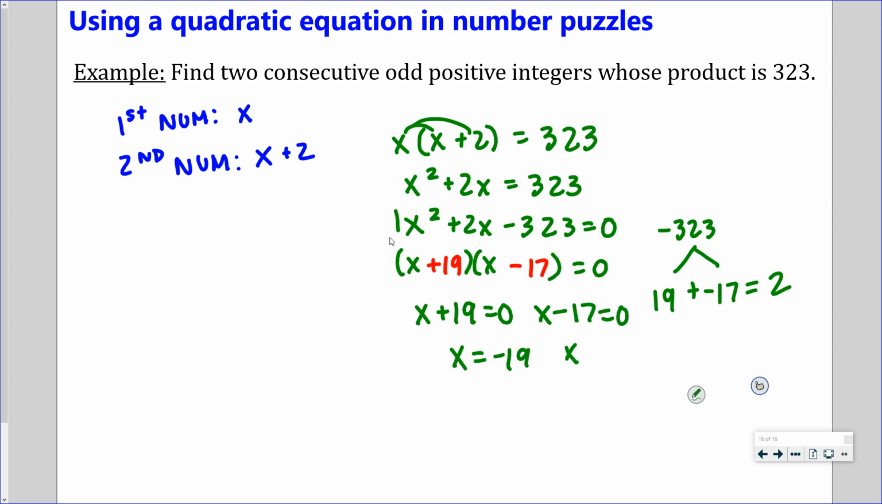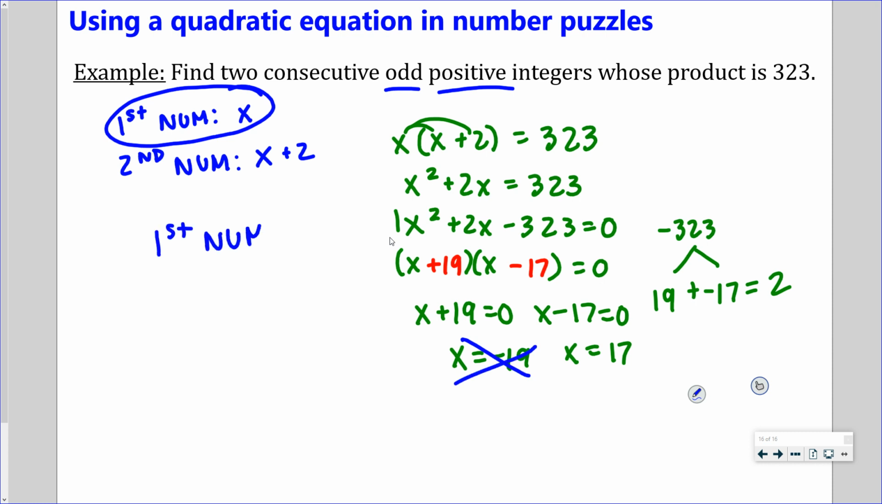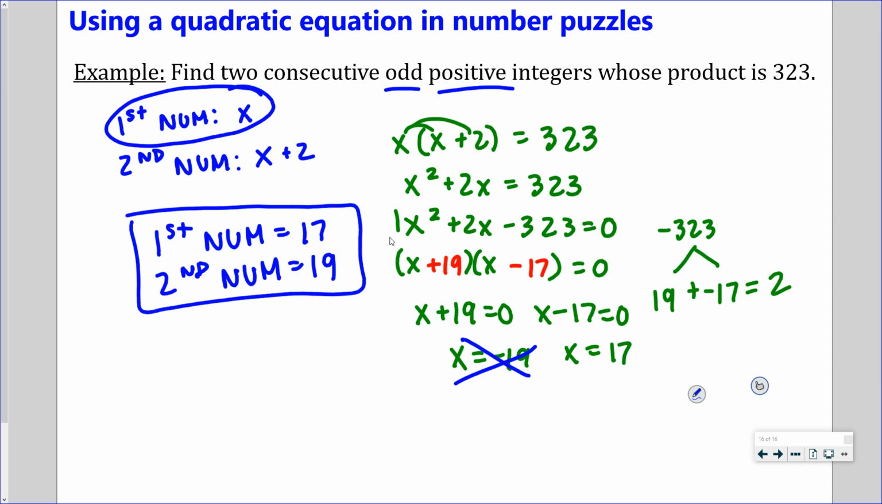Okay. Now remember, x was representing our first number. So they're both odd, but it says odd positive. So which solution am I going to disregard? Negative 19, right? Okay, so my first number is 17, meaning my second number would be 17 plus 2, which is 19. Nice. And that's how you can solve it using Algebra 2.